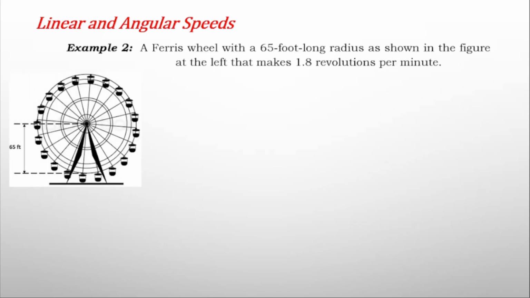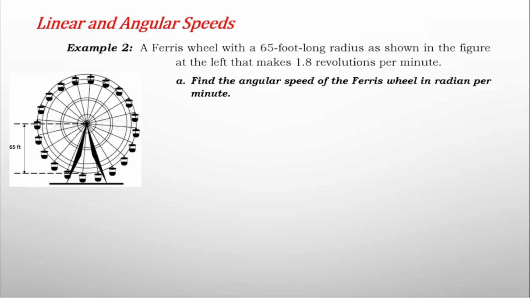Example number 2. A Ferris wheel with a 65-foot long radius, as shown in the figure at the left, that makes 1.8 revolutions per minute. Find the angular speed of the Ferris wheel in radian per minute. Find the linear speed of the Ferris wheel.